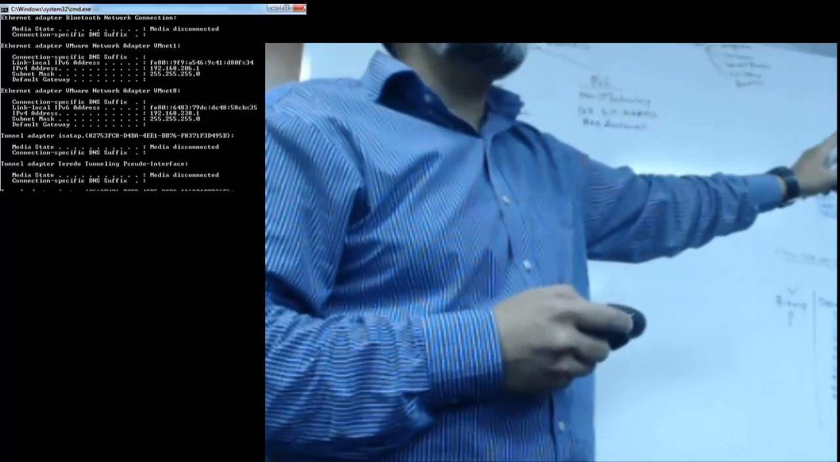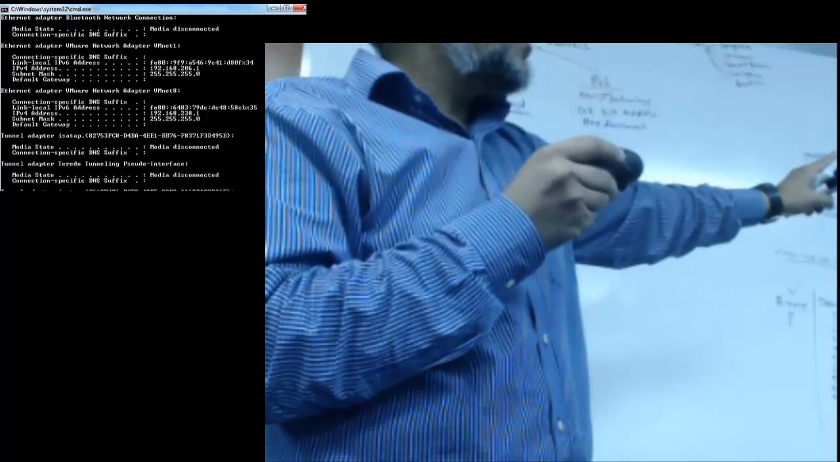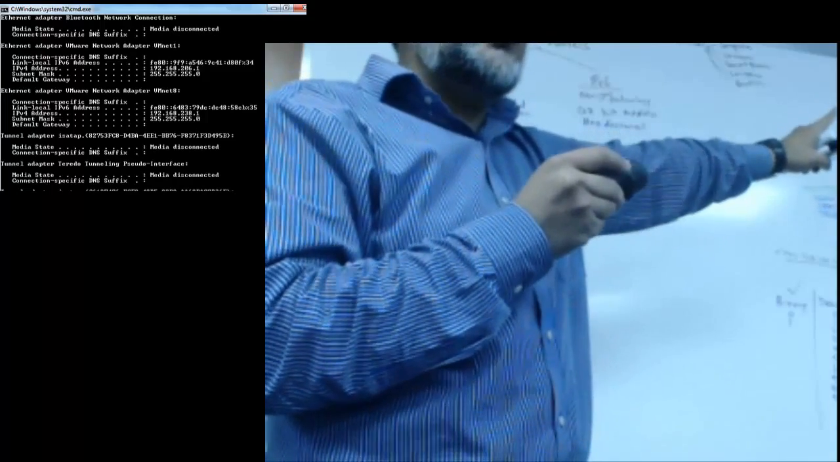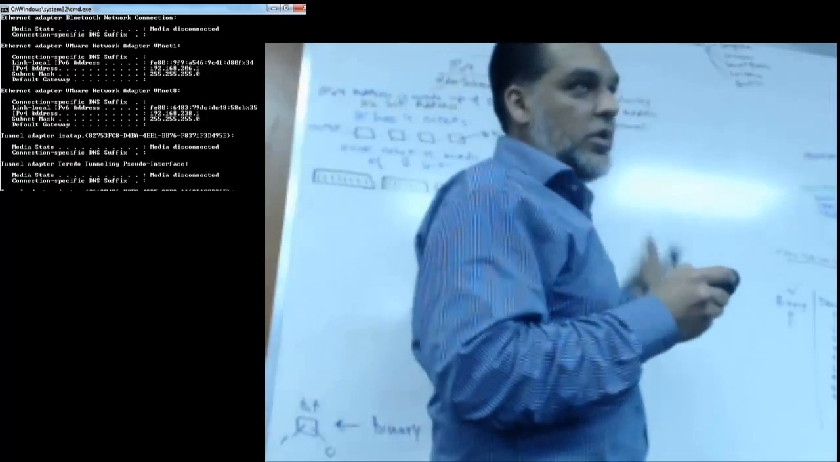Question? The percentage, yes, I'm going to go through that once we start working on IPv6. I'm going to go through that. So guys, this is the difference: IPv4 is a decimal address, whereas IPv6 is hexadecimal address.